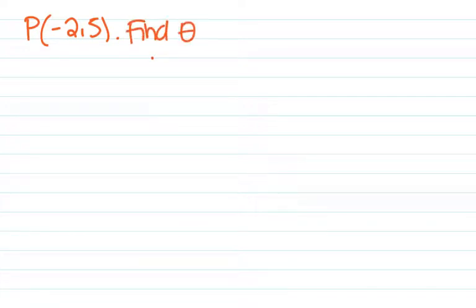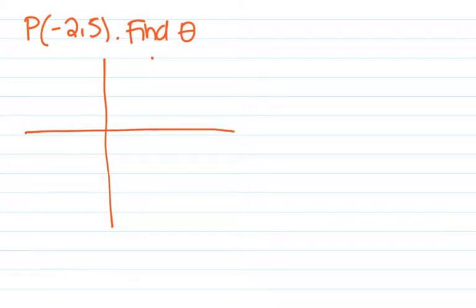All right, so just a little example of this. If I give you the point -2, 5, and I say find theta, so find the principal angle. So if we just sketch that, the point -2, 5 would be here because we go back 2 and up 5. Then we'll connect that, make it into a triangle. This side length would be 2, this side length would be 5.